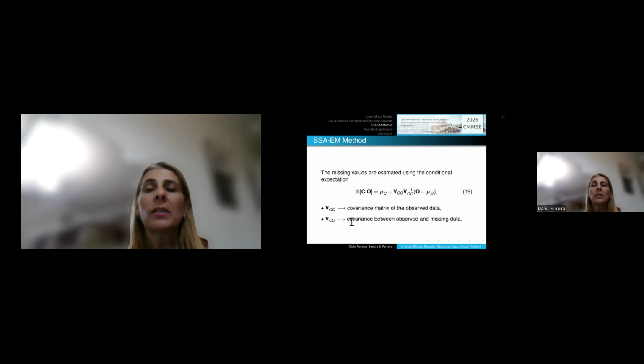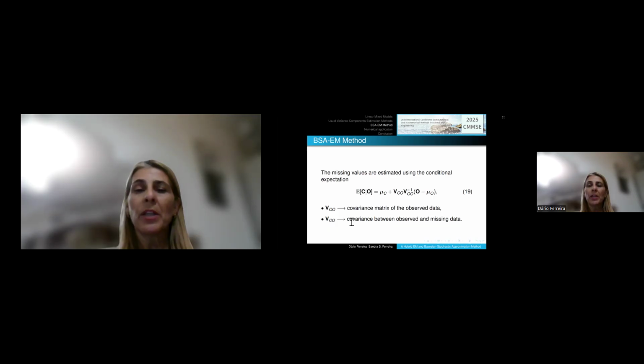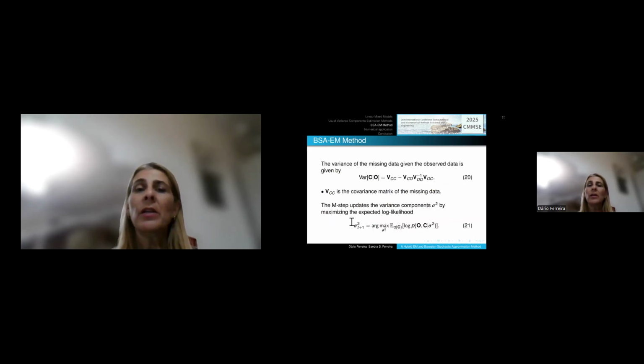The missing values are estimated using the conditional expectation in equation 19, where v_o is the covariance matrix of the observed data, and v_co is the covariance between observed and missing data. The variance of the missing data given the observed data is given by equation 20, where v_cc is the covariance matrix of the missing data.